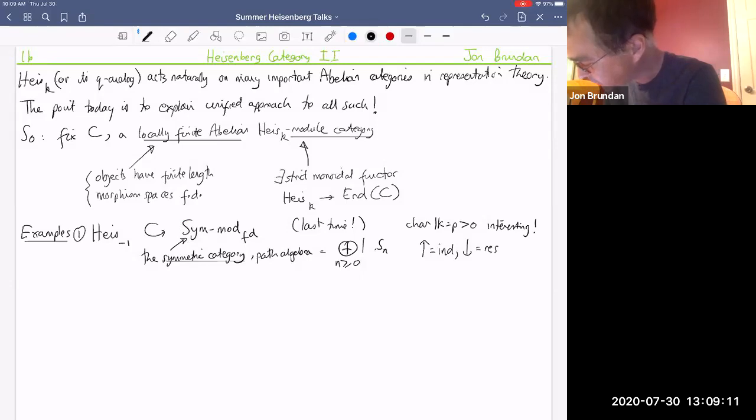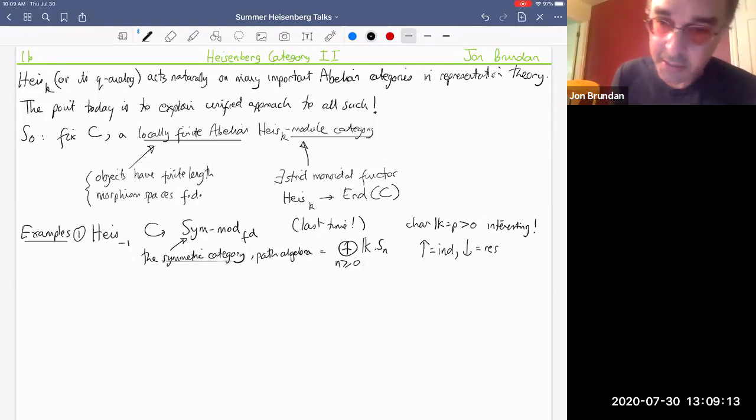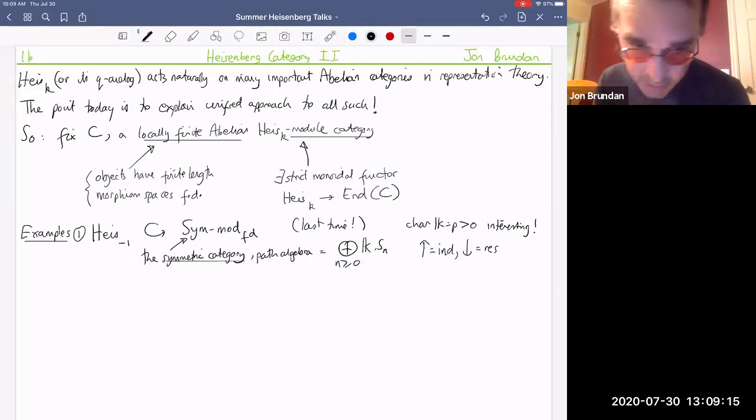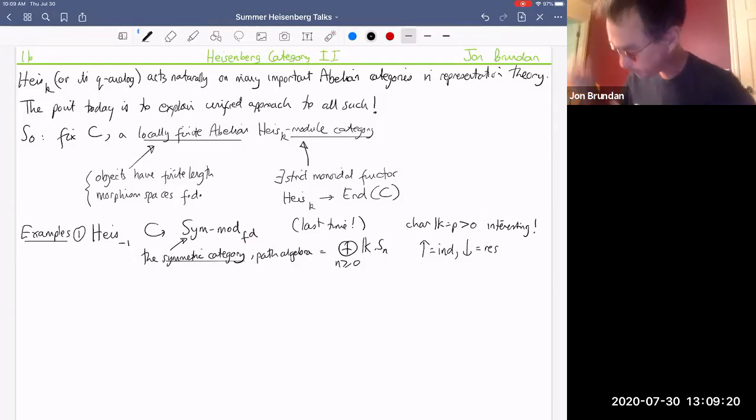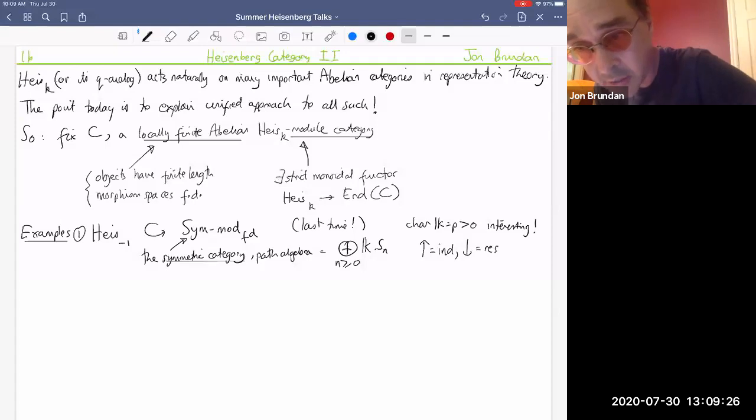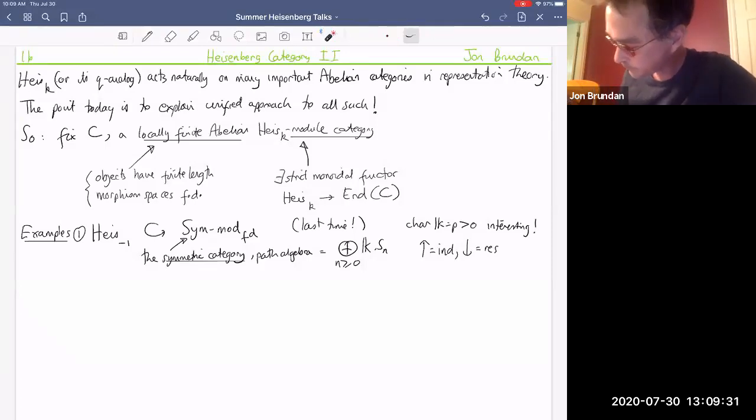This is really interesting now when the field is of positive characteristic, when this abelian category has got interesting structure. So in that example from last week, the up arrow in Heisenberg was just acting as this usual induction functor from Sn to Sn plus 1, and the down arrow was the restriction functor.